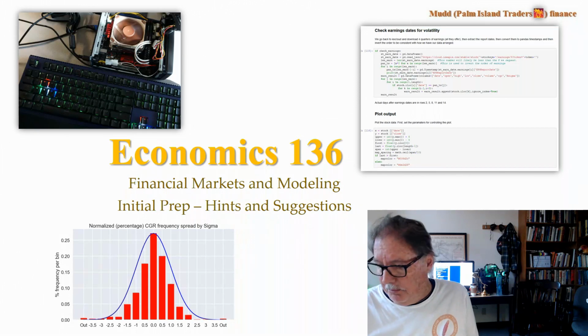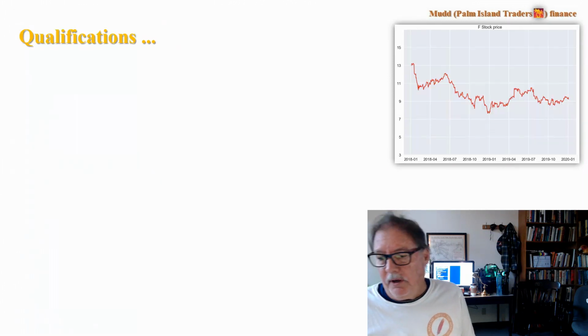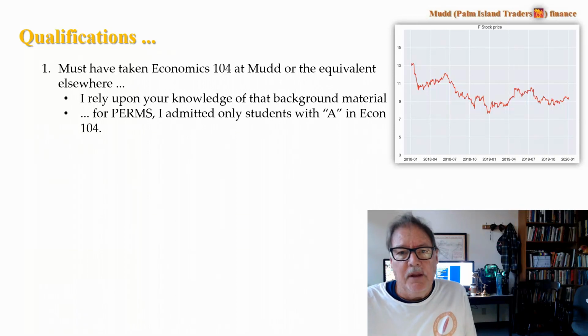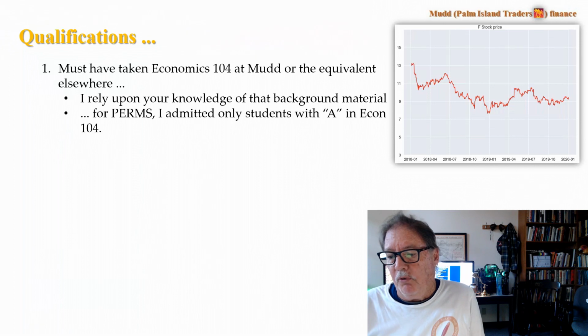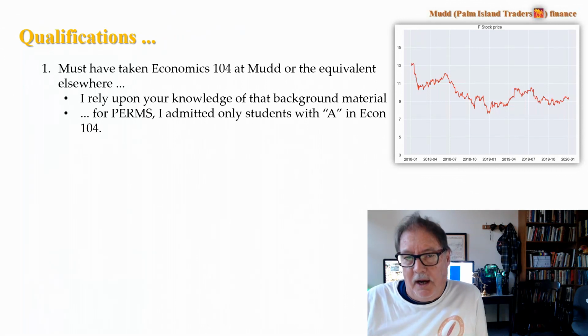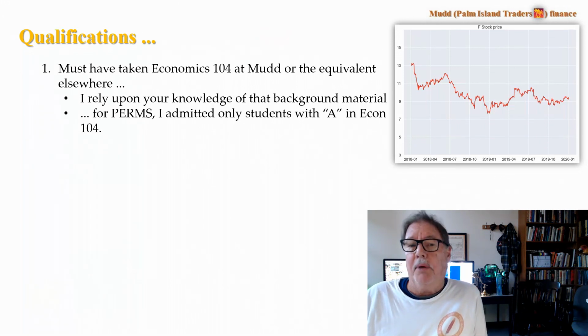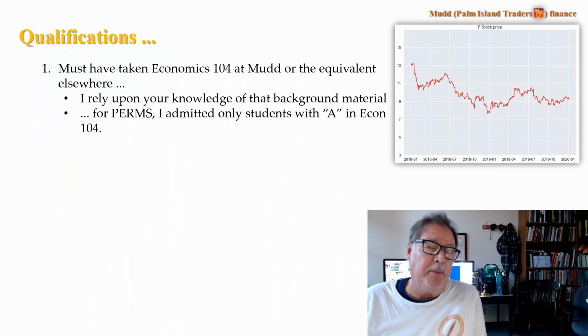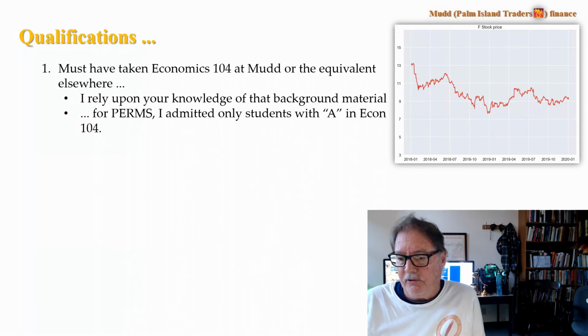So let's talk a little bit about where we're going here. Okay, now as the prerequisites point out, you have to have taken Econ 104 at Harvey Mudd or the equivalent elsewhere, such as the Corp Finance course at CMC. I do rely upon your knowledge of the background material you already know in Econ 104. I'm not going to go back and explain how put and call options work or how futures contracts work. You're going to have to already know that going into this class.